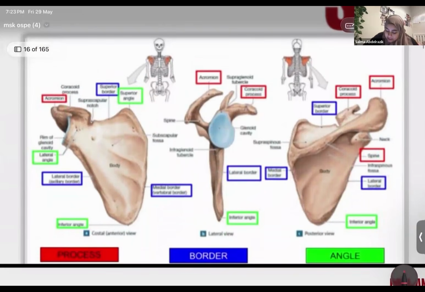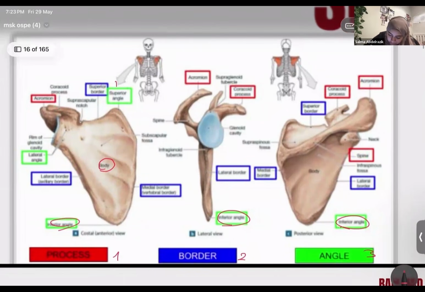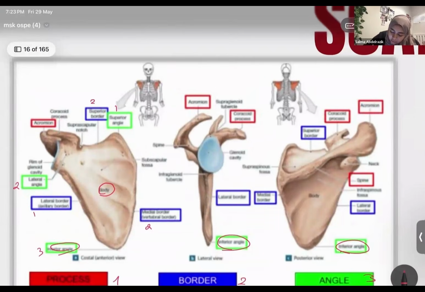What we're trying to say is scapula has processes, borders, and angles. Green are angles, so we have the inferior angle, here's the inferior angle. Different views, like one of them is the costal, one of them is the posterior, one of them is lateral. Okay. Like we said, this is the body of the scapula. We have 3 angles, superior, lateral, and inferior angle. With the lateral, we have the lateral border. With the inferior, you have the medial border. And with the superior, you have the superior border.